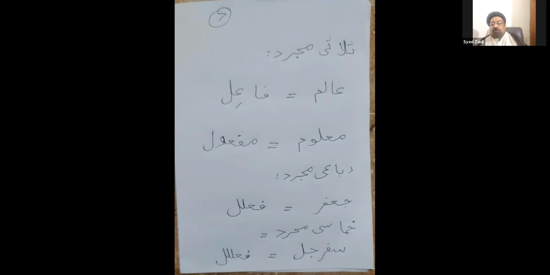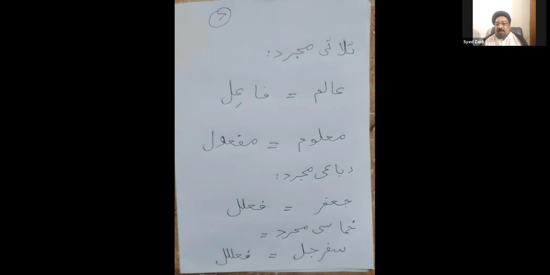Now, in Thulathi Mujarrad, previously in this lecture, in the previous pages, you have learned all of the replacements or the scales that you've seen from Thulathi Mujarrad. Now, we move on to Rubai Mujarrad. You see the word Ja'far over here, right? And its scale is written fa'lal. Why?